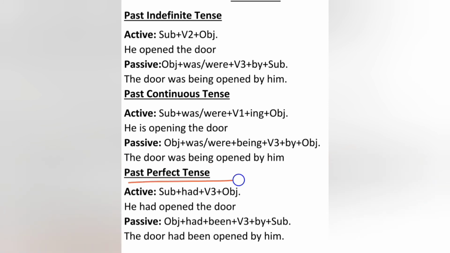The next tense we have is past perfect tense. The active methodology would be subject, had with V3, followed by an object. For example, he had opened the door. And the passive methodology would be object, had been, V3, by and a subject. For example, the door had been opened by him.